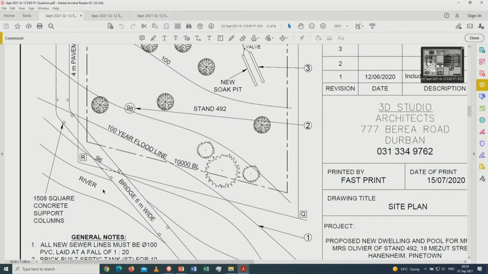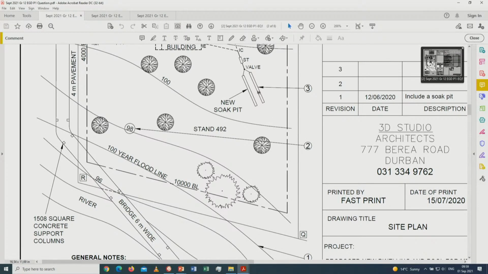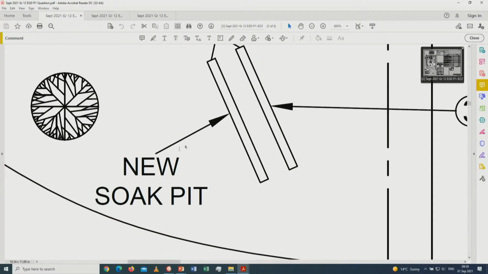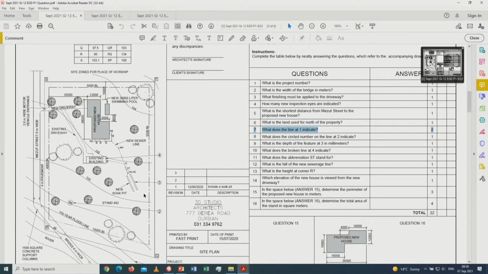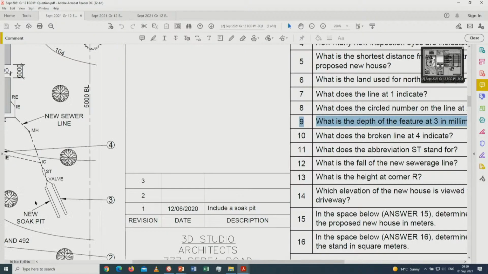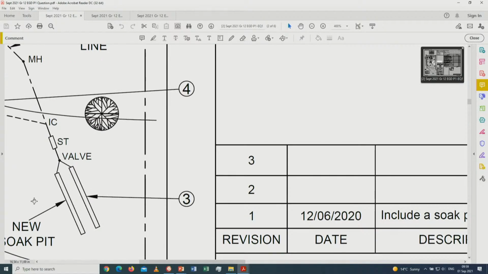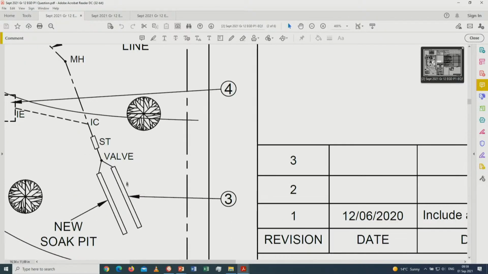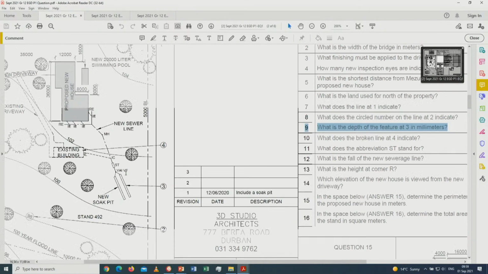All right, then number 3, I think it's the new question. It points out here on the bottom, it's a soak pit, and then on the top, it points out this specific point over here. All right, so that's the new soak pit that it points out to you by question number 3. All right, what is the depth of the feature in millimeters? So that's not what they ask over here. They don't ask the name at this point over here. They do ask the depth of it.